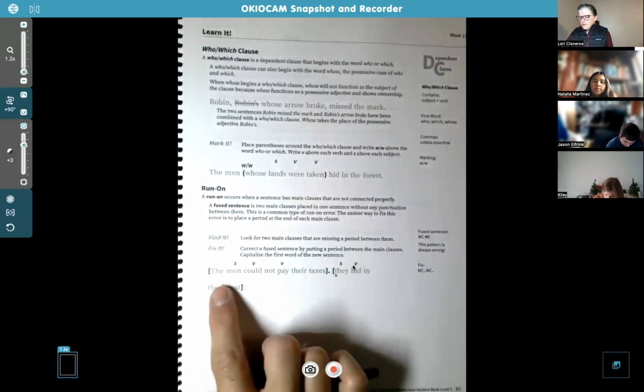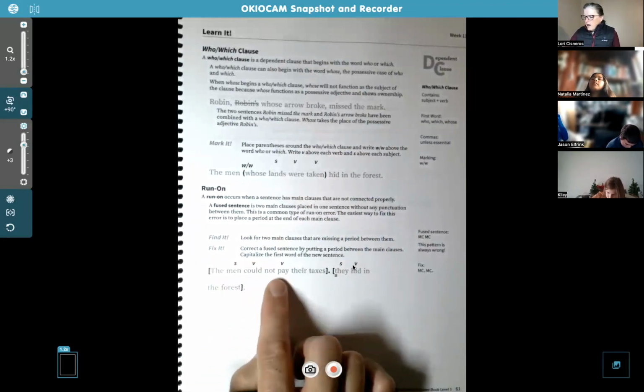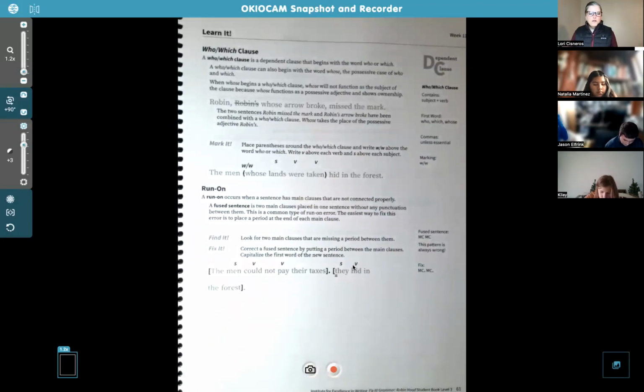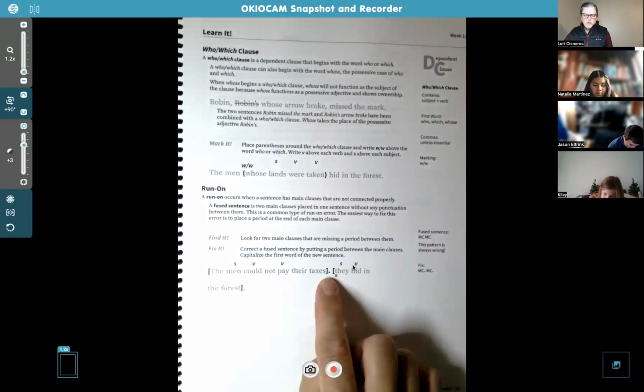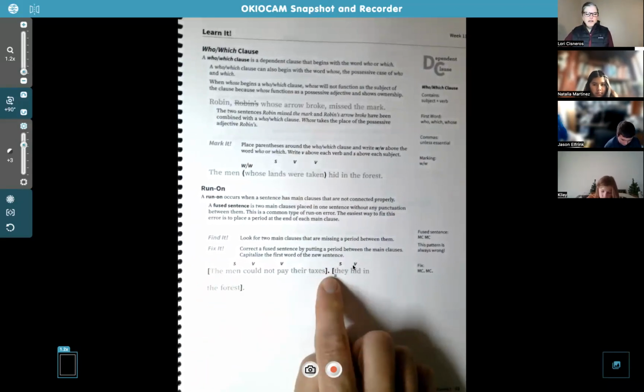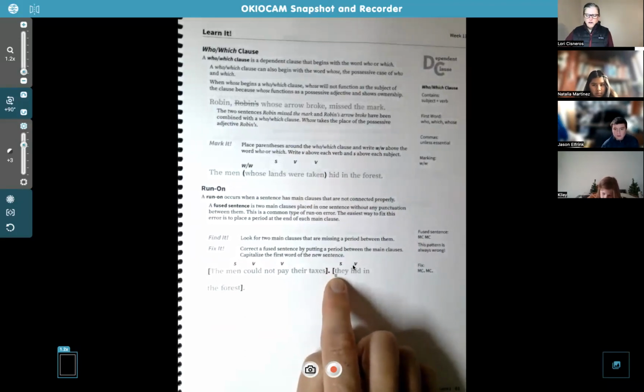But here's your example down below. The men could not pay their taxes. They hid in the forest. So originally it didn't have a period there. So it was just kind of like a lot all at once. And it's going to flow better if you put a period. So what you do is just put the brackets around the main clauses here and put a period in between. Obviously, you're going to need to capitalize the next letter.